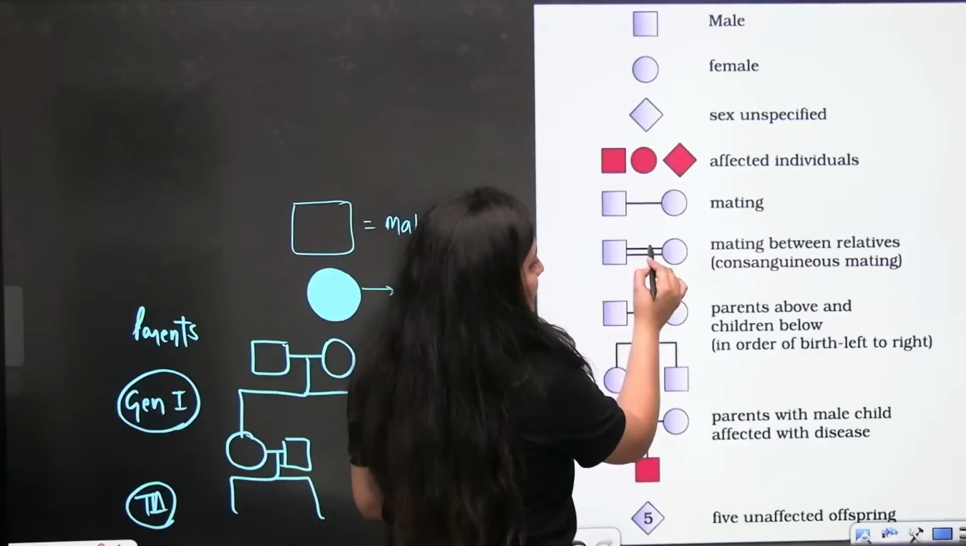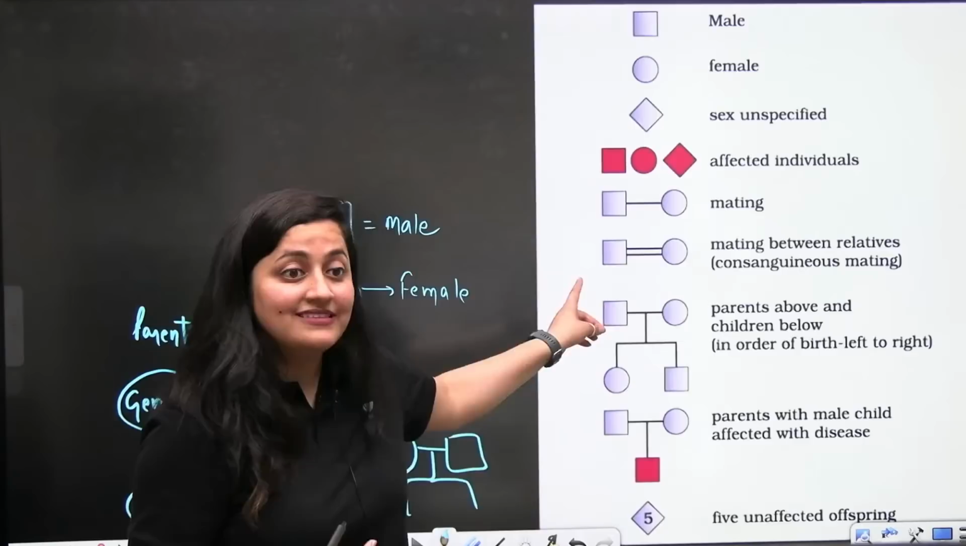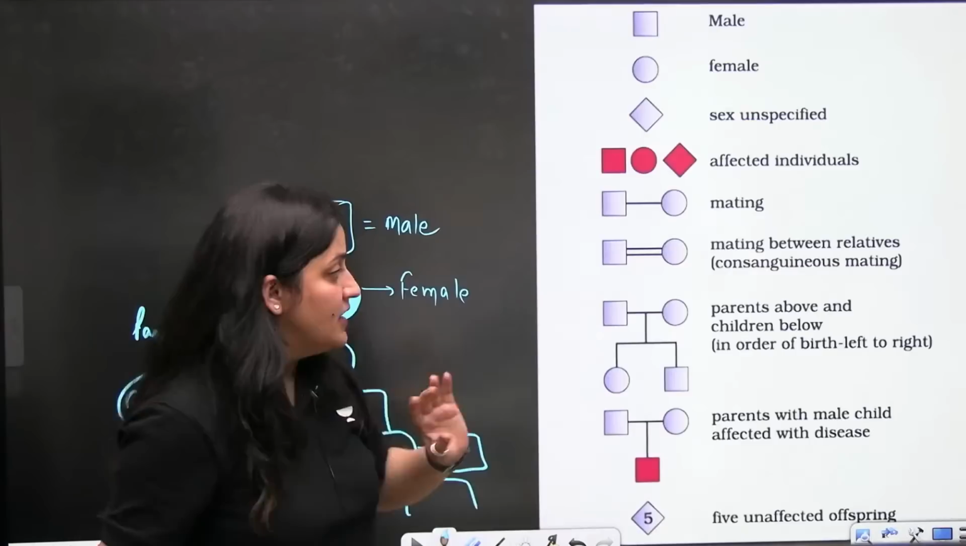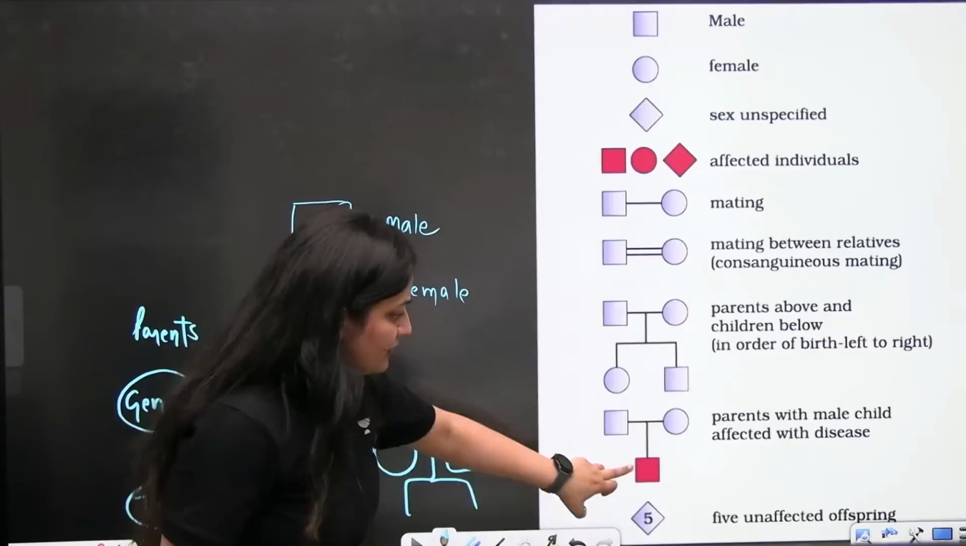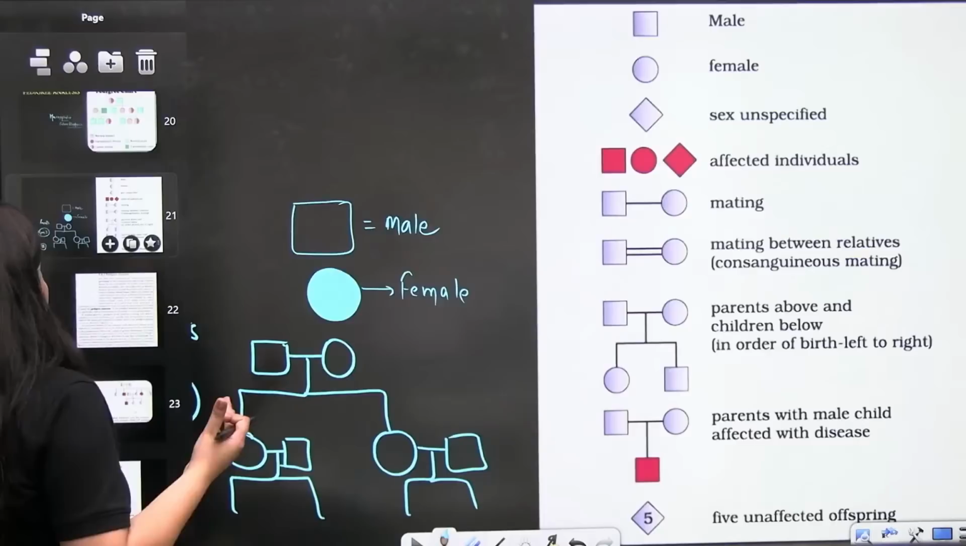If there is a double line here, it is showing consanguineous marriage, meaning marriage between relatives, marriage between cousins, like this. See, this is important. You can get one question from this particular part. Okay, guys. And next, you can see here, this is showing all that generation, the affected individual, that's all. So for pedigree analysis, whatever symbols are given in NCERT are more than sufficient. Now, the next thing we need to understand is how we can say that one character is autosomal dominant, another character is X-linked dominant or recessive.